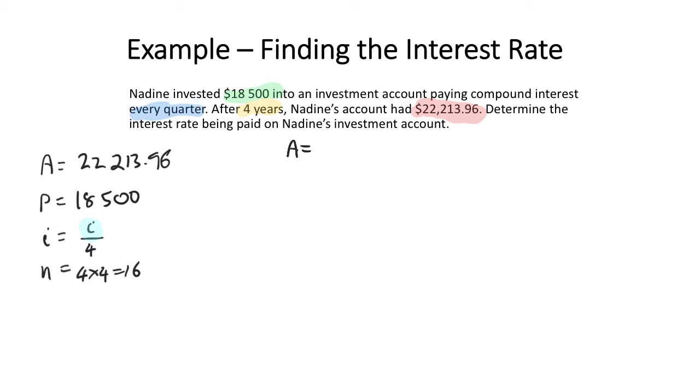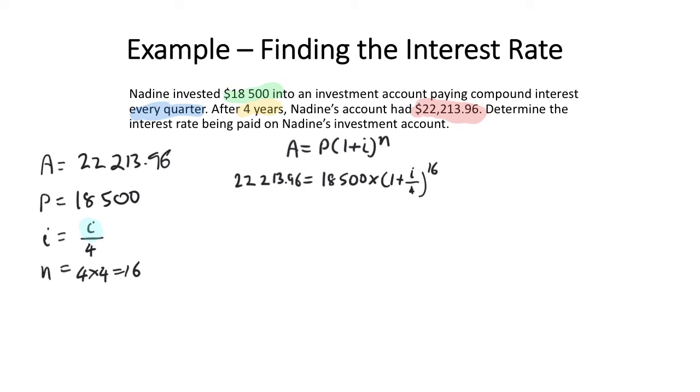So A is equal to P(1 + I)^N. Then I'm going to substitute in my known values. So $22,213.96 is going to equal 18,500 times (1 + I/4)^16. So my ultimate aim is going to be to get I by itself to work out what that I value is. To get I by itself, I need to slowly be removing the other numbers from around I till I get I by itself.